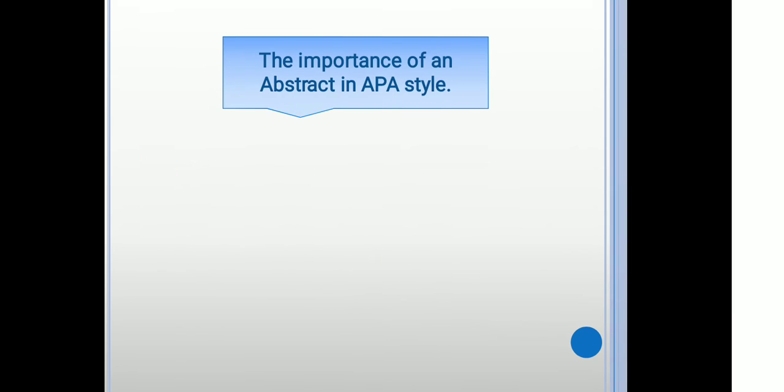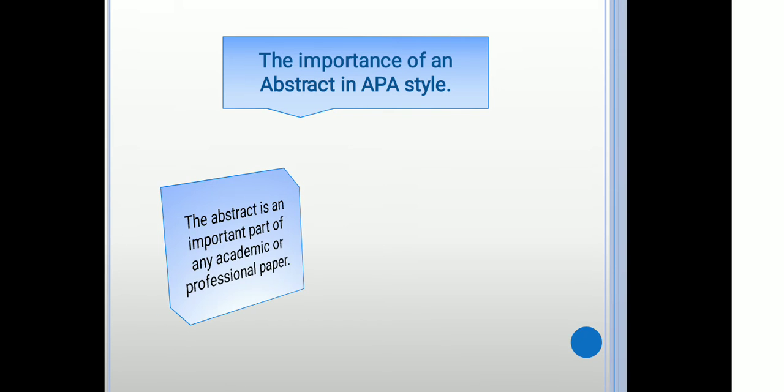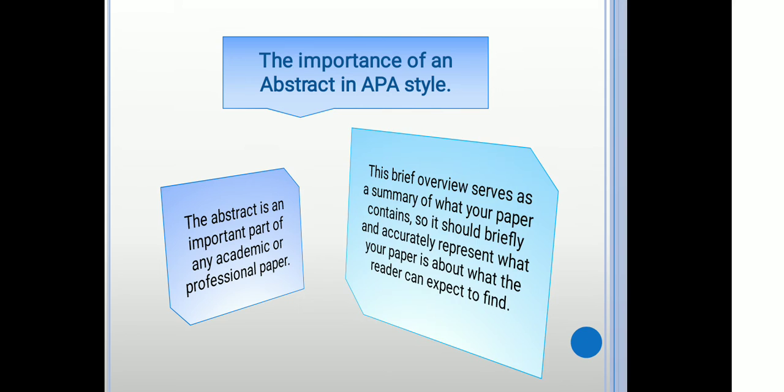Why is an abstract important in APA style? While sometimes it's overlooked or only an afterthought, an abstract is an important part of any academic or professional paper. The brief overview serves as a summary of what your paper contains, so it should succinctly and accurately represent what your paper is about, what the reader can expect to find. Fortunately, by following a few simple guidelines, you can create an abstract that generates interest in your work and helps readers quickly learn if the paper will be of interest to them.